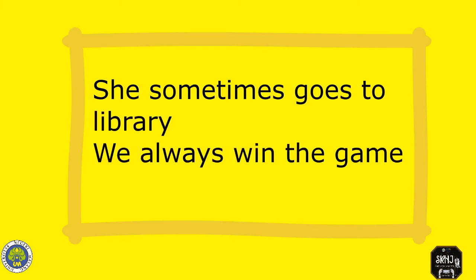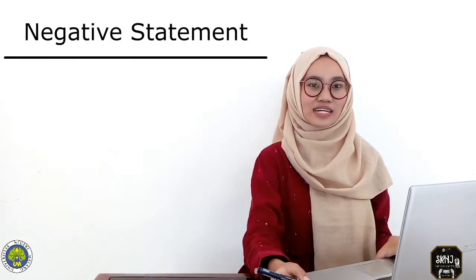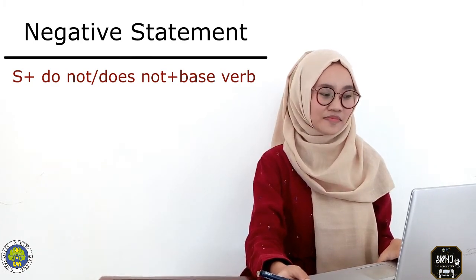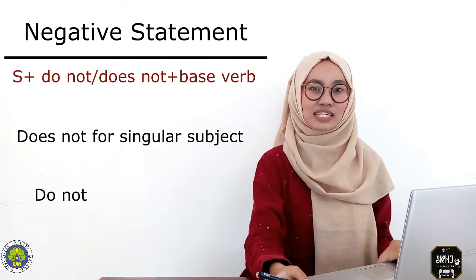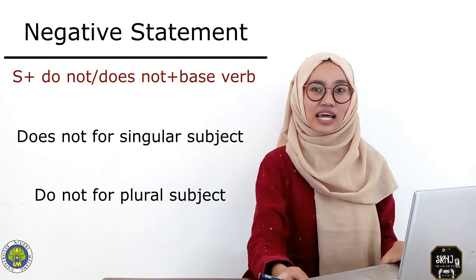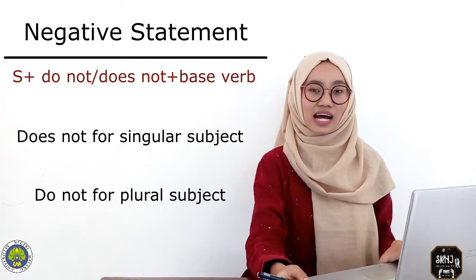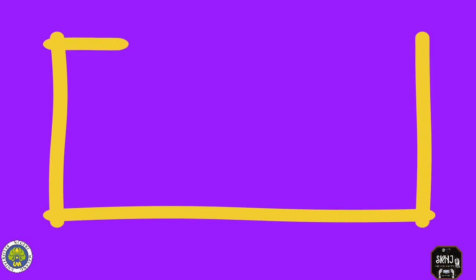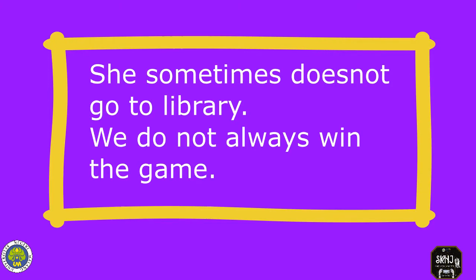The example of a present positive statement is: she sometimes goes to the library. We always win the game. While to make negative present statements, you can apply this form: subject plus does not or do not plus verb in the base form. We use does not if the subject is he, she, it, or singular, and we use do not if the subject is I, you, we, they, or plural. The example is: she doesn't go to the library. We do not always win the game.